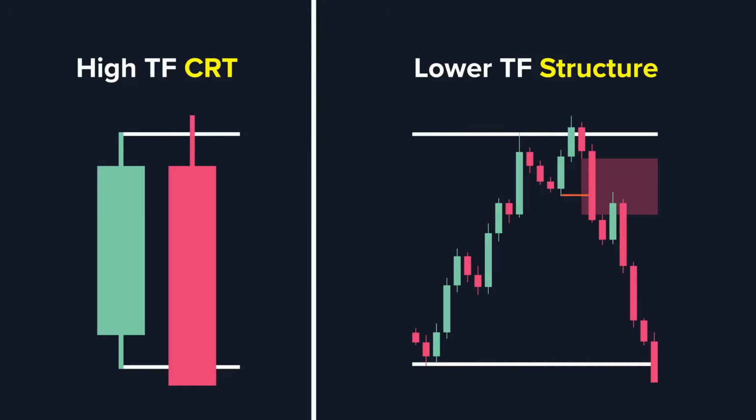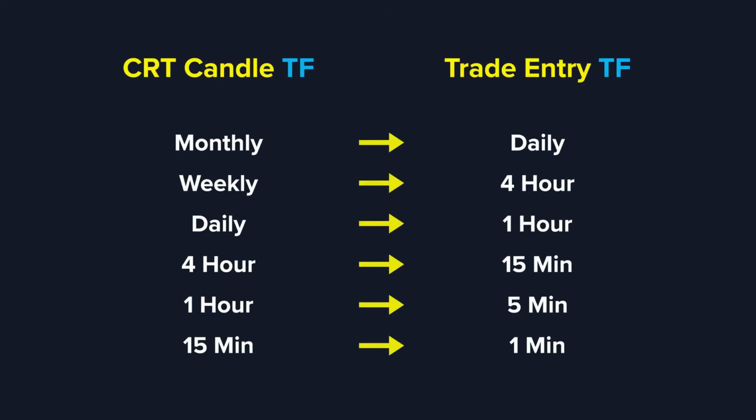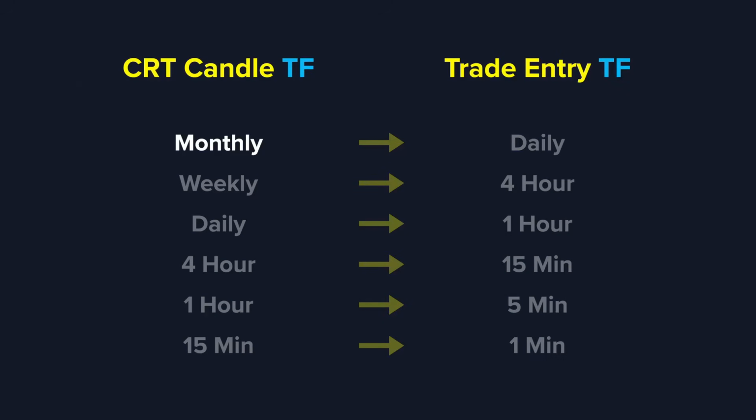If you're new, these are the most effective time frame pairings. For instance, if analyzing a monthly candle, you'd check the daily chart to find the structure that might offer a trade setup. Similarly, for a 4-hour candle, you'd use the 15-minute chart to locate potential entries.